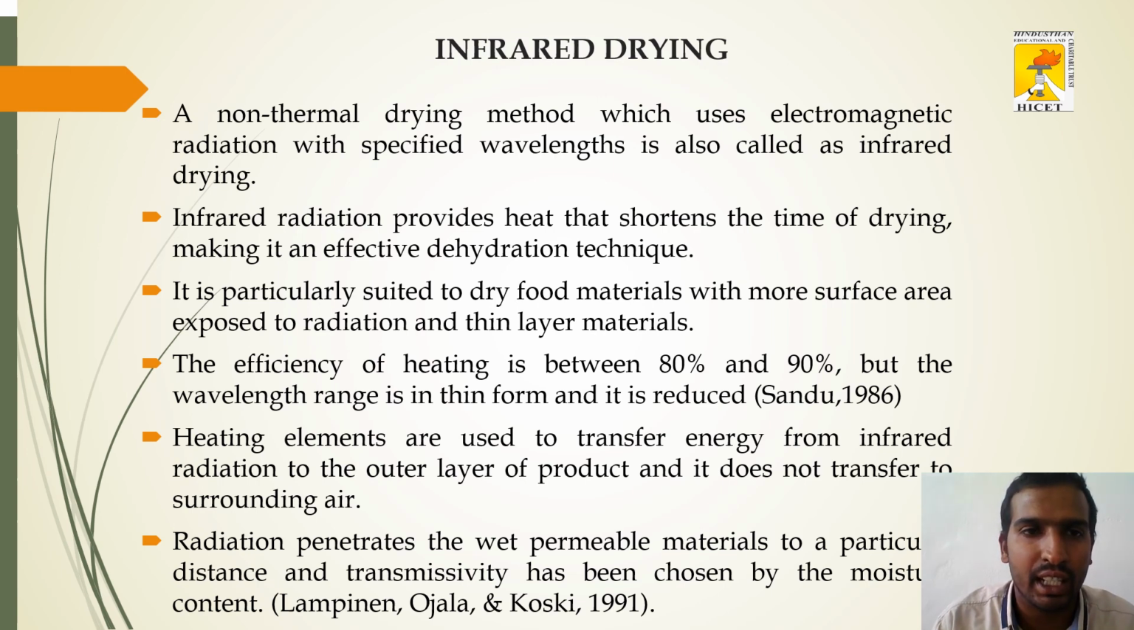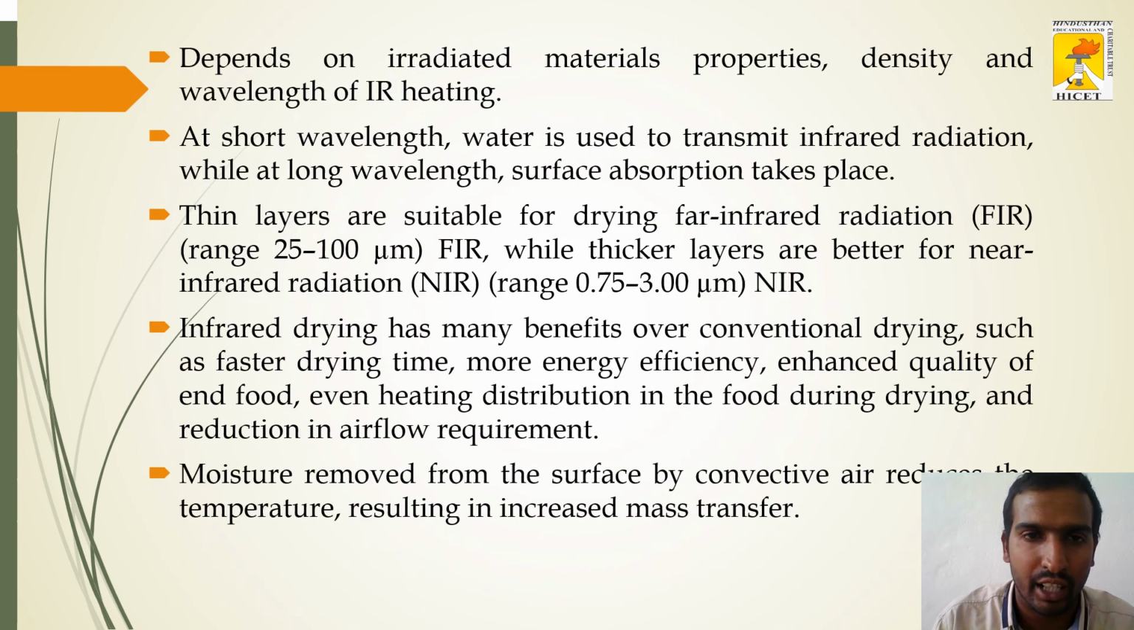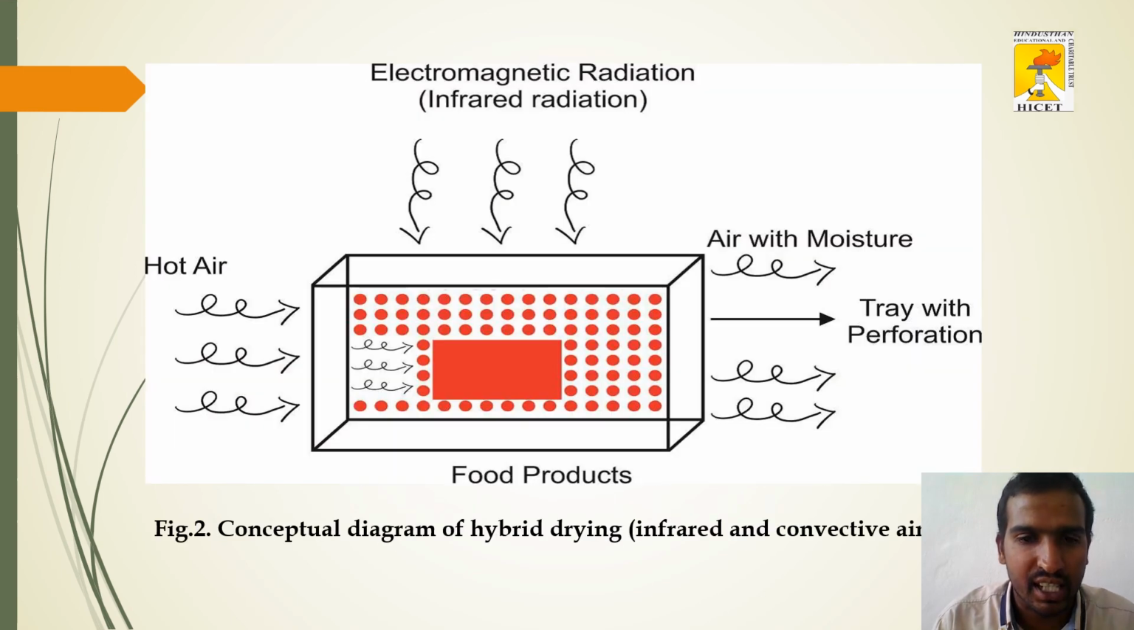So infrared drying is an electromagnetic radiation drying, and it has specified wavelengths. Thin layers are suitable for far infrared radiation, and thicker layers are suitable for near infrared radiation. So it may vary based on the wavelength and the thickness of the material. It gives benefits like more energy efficiency, enhanced quality, volumetric heating, uniform heating distribution, and reduction in the airflow requirement, etc.